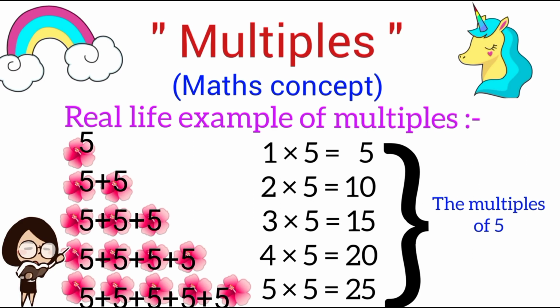So, the multiples of 5 or the products of 5 are 5, 10, 15, 20, 25. These are the first 5 possible multiples of the number 5. These multiples of 5 represent skip counting by 5s or count by 5s.